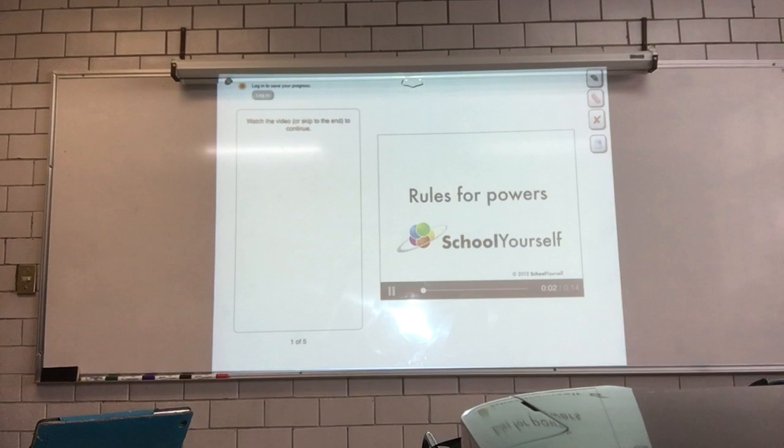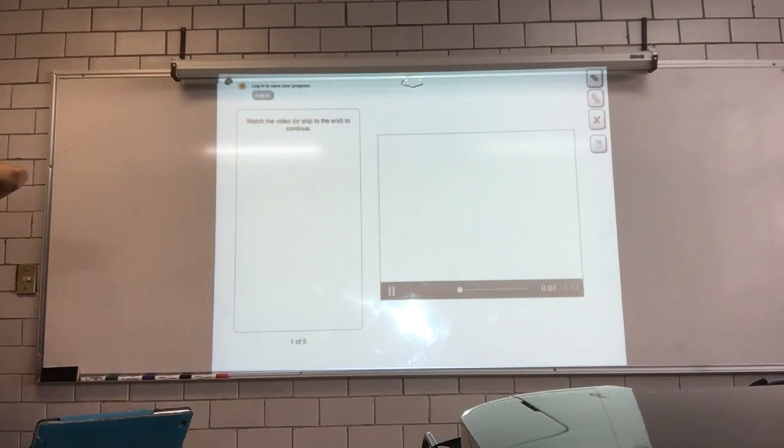Here we'll discuss the rules for multiplying and dividing powers with the same base. So suppose you have x cubed and x to the fifth. Which of the following choices is the product of these two quantities?